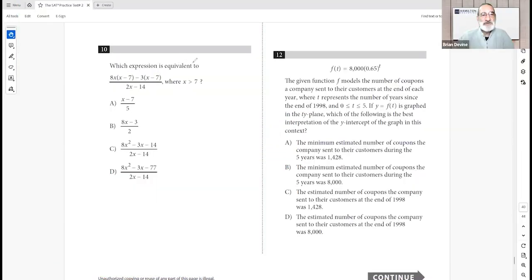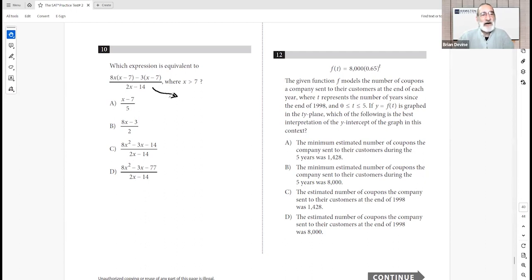Question 10. Which expression is equivalent to this ugly rational thing where x has got to be greater than 7? Well, if I look at this, I've got to be able to factor it because all the ones below look like I factored something, except for maybe those last two. But let's check this out.